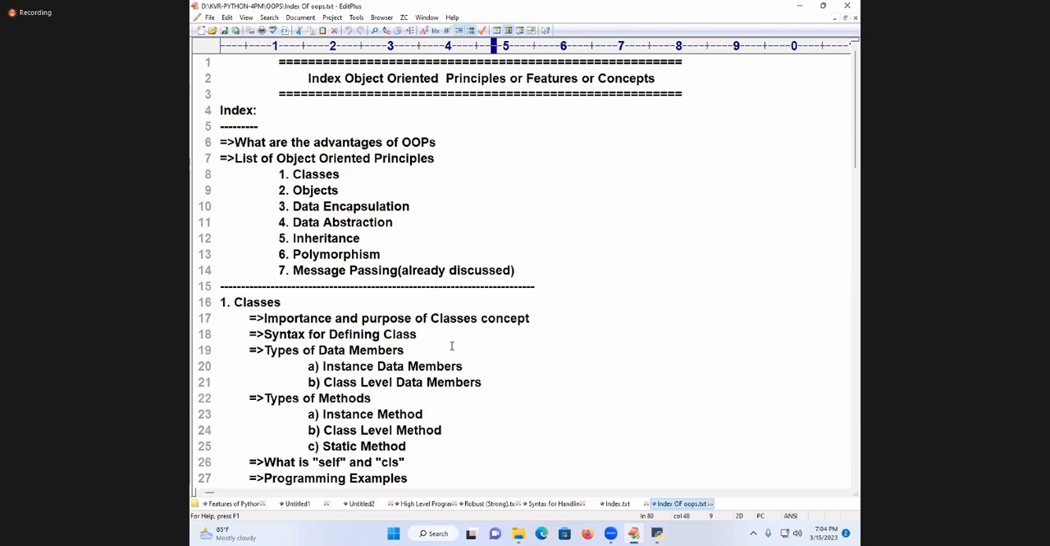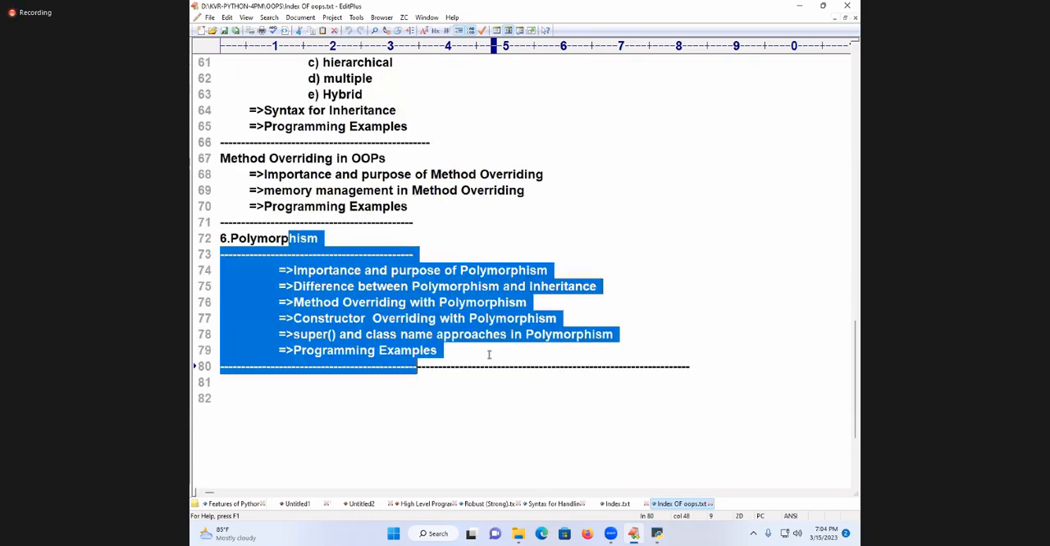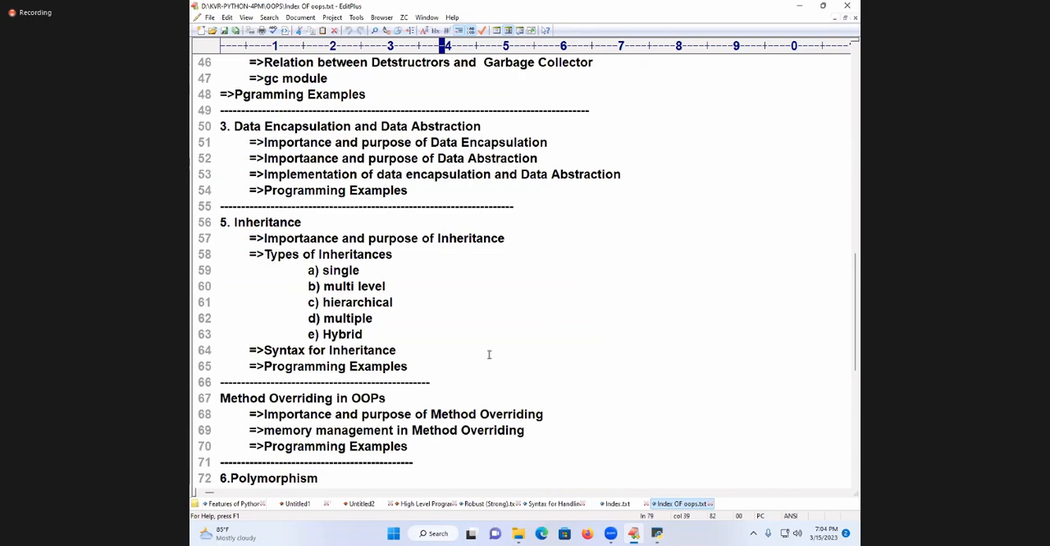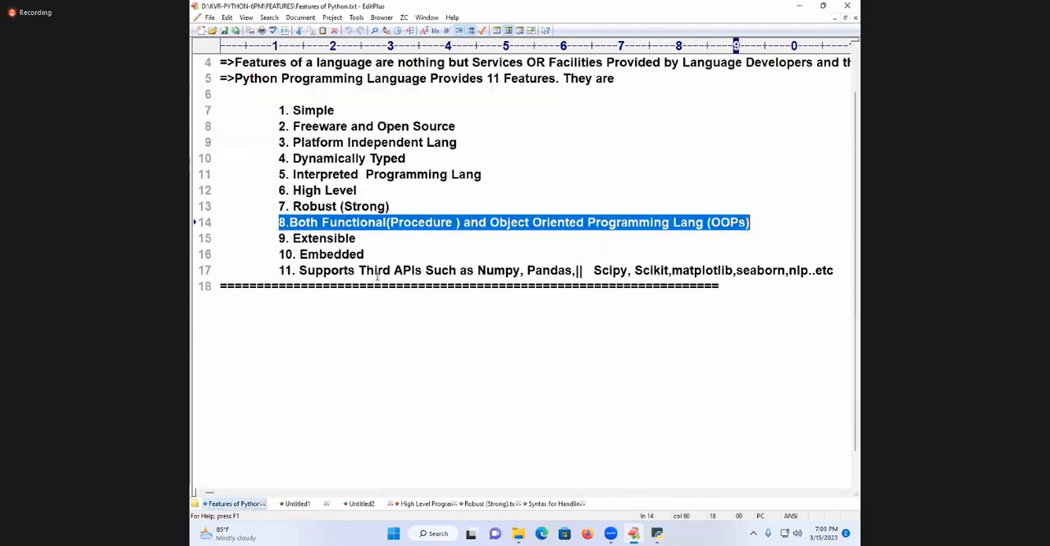You can see the OOPS content, almost 79 topics are there. I cannot explain these 79 topics in a single line. After entering into OOPS, I will tell you why OOPS is required. Understand, students? That's why I'm not talking about it immediately. Functional programming and object-oriented programming, I am not going to explain now.